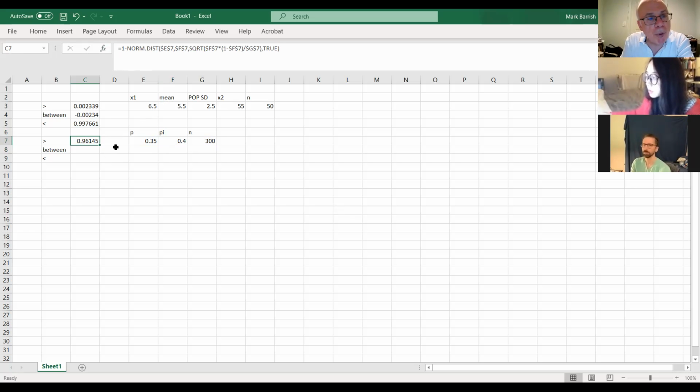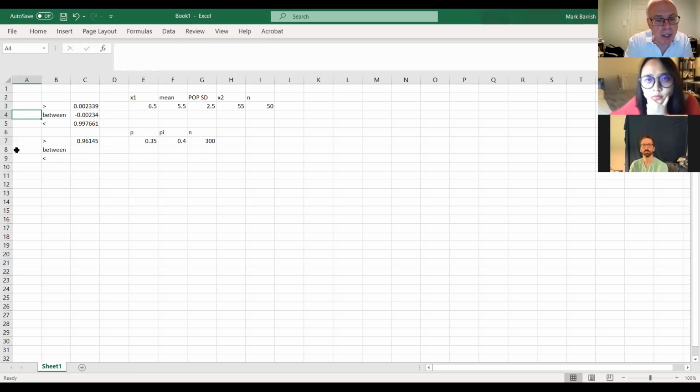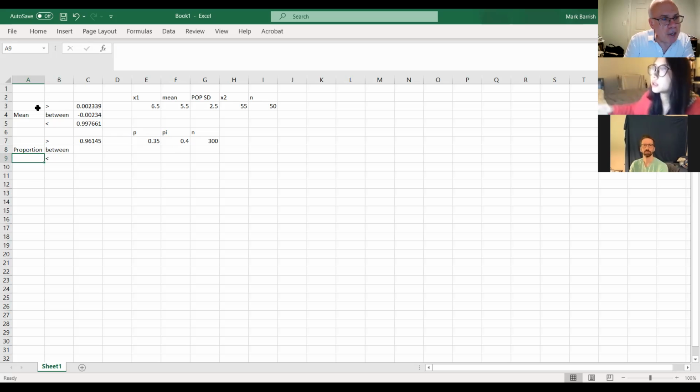The only thing you need for proportion problems is your population estimate, your sample estimate for pi, and then the sample size, and that's it. You have to set up the formula correctly. But you use the same normal distribution function in Excel. Get the same answer that way. So you do have to list it separately. You could type in mean here, and then down here, you would say proportion. That way, you know that these formulas are for the mean questions, and this set of formulas here are for the proportion questions. Okay?